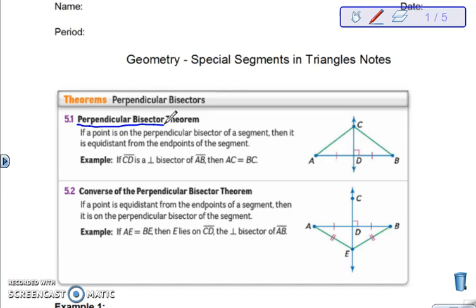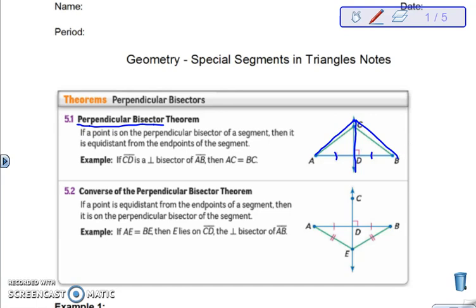So if we remember, perpendicular means that the lines cross at a right angle. Bisector means that the lines are cut in half. So if we look at the picture, our perpendicular bisector is here. These two lines, AB is cut in half. Our theorem tells us that if we have this in a triangle, then our triangle is isosceles. In other words, the other two sides are the same.